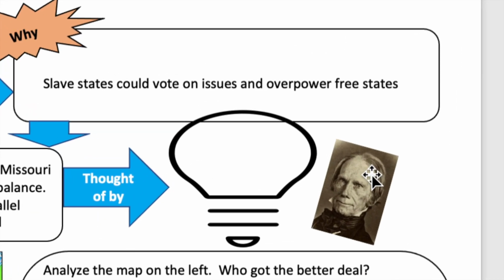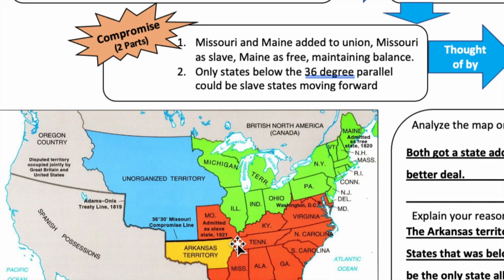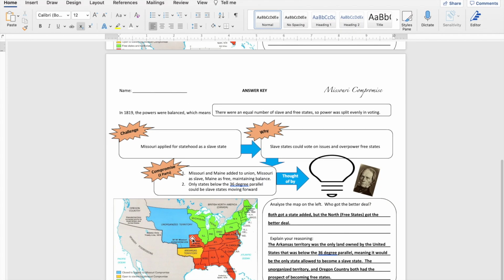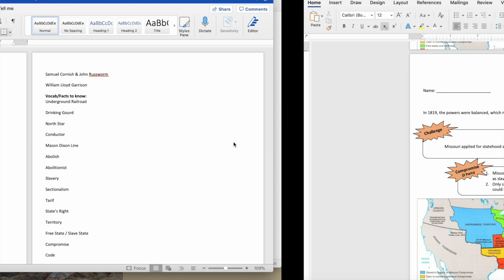He's the great compromiser. And the other thing they did was they added this black line right underneath of Missouri, and they said only states below Missouri's bottom line, the 36th parallel, can become slave states, which means that the free states could potentially get all this blue unorganized territory, and the slave states could only get this. So it kind of was not a great thing for the slave states, because they weren't going to be able to get as much territory. So that is the Missouri Compromise of 1820.